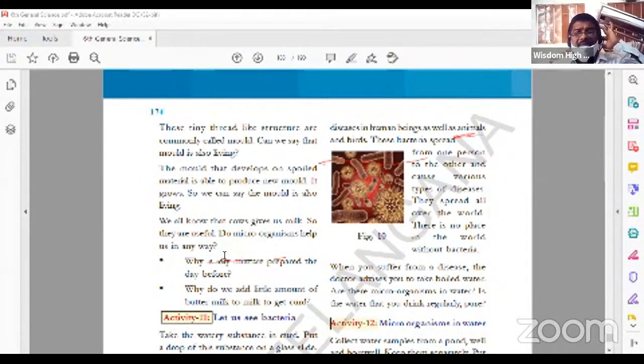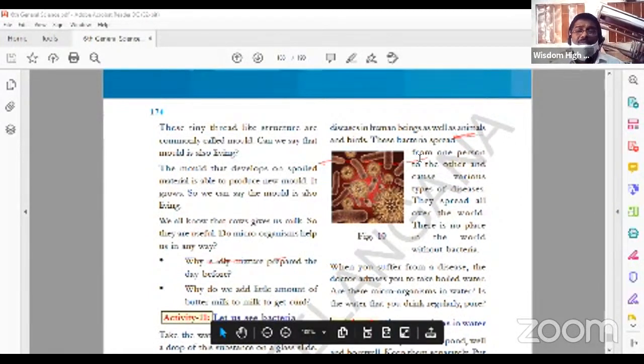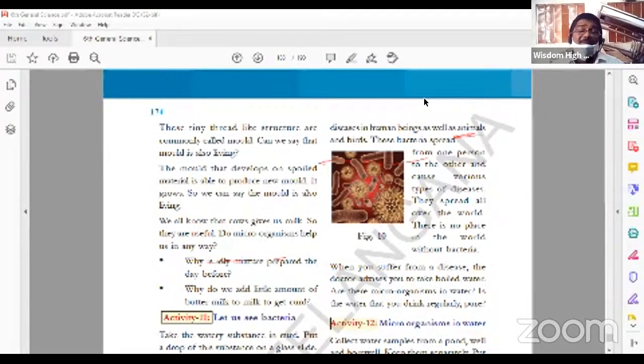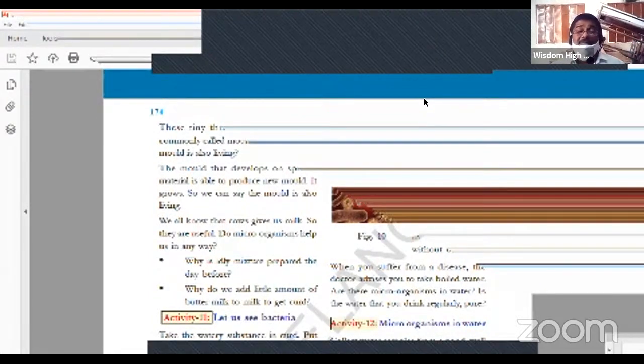Okay, next, why is the idli mixture prepared the day before, one day before only? Our mother usually prepares it one day before only. What is the reason?